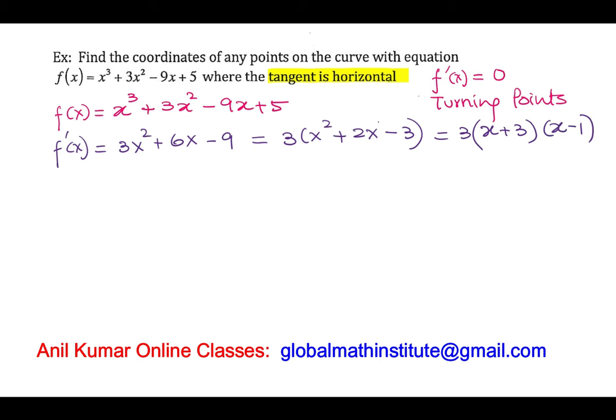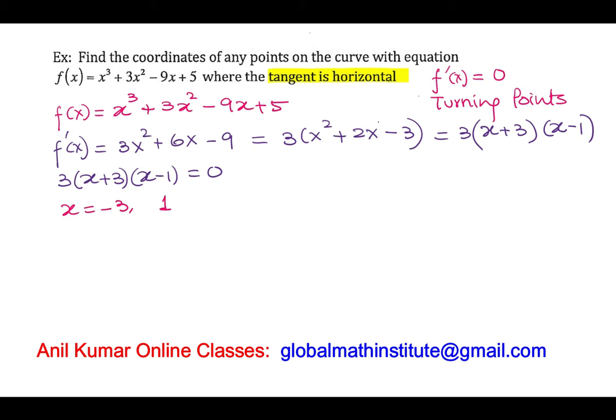Correct. So now we got the points. Now we want this derivative to be 0. That means 3 times (x + 3) times (x - 1) should be equal to 0. This is what we want. And that gives us different values of x. One will be x equals minus 3. The other one is plus 1. So these two values will give us horizontal tangent.